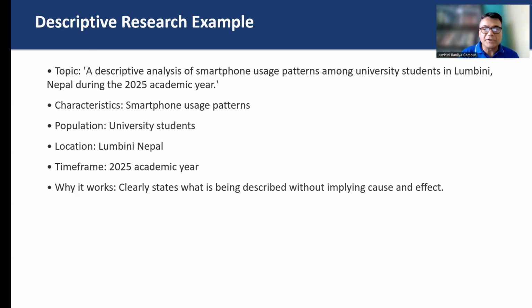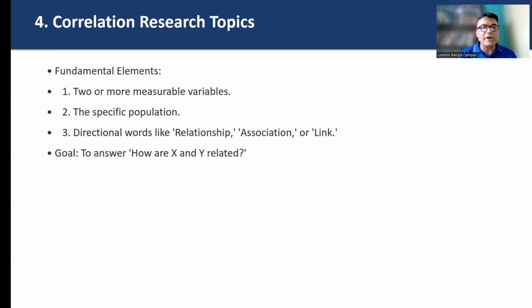Then moving on to the second and third, that is the correlation research topic. As the name suggests, there should be some variables and we want to measure the relation. Two or more measurable variables. The variables must be measurable.